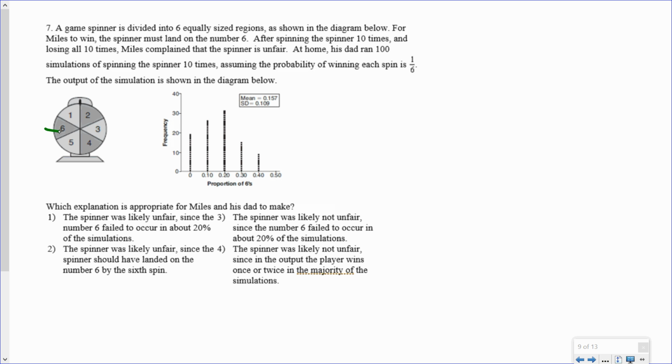And that should make sense, that the theoretical probability of landing on a 6 is 1 out of 6, because there's one 6 out of 6 possibilities. The output of the simulation is shown in the diagram below. So, I see that all the choices are talking about fair and unfair. To determine if something is fair or unfair, I have to see if the theoretical probability falls inside the confidence interval. So my first step is to find the confidence interval, which is the mean plus and minus 2 times the standard deviation.